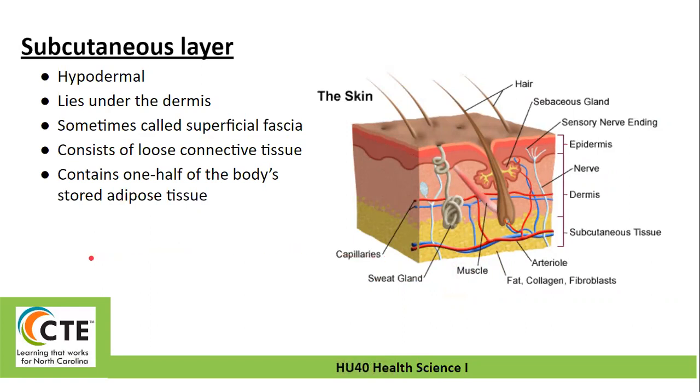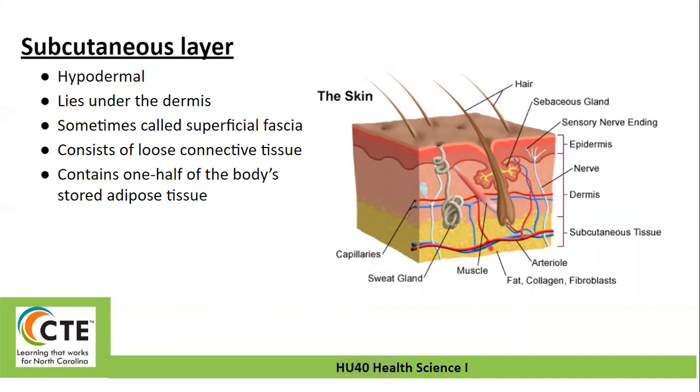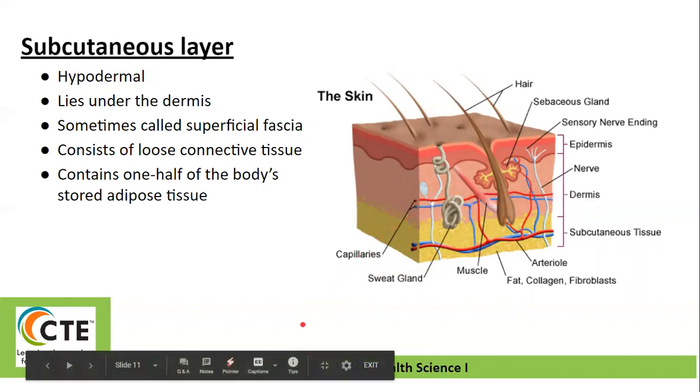It contains half of your body's fat cells, okay? So that's where a lot of our fat is held. Although there are blood vessels running through it, most of our blood vessels are in our dermis.